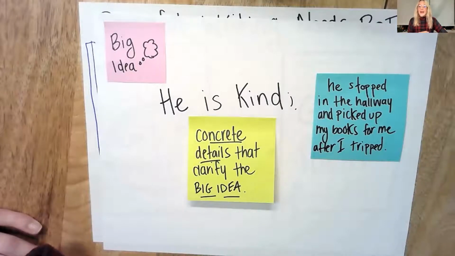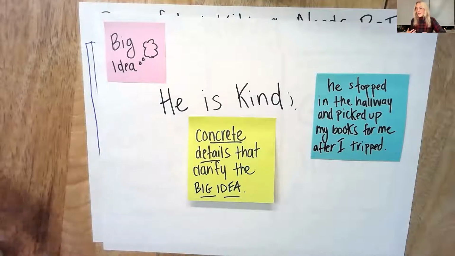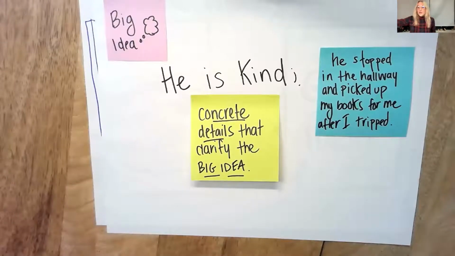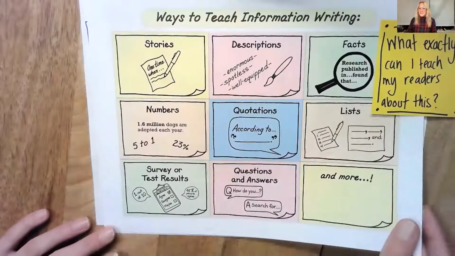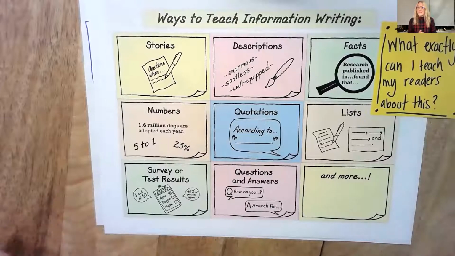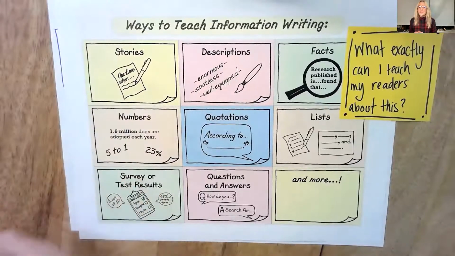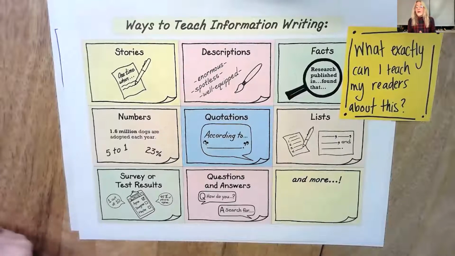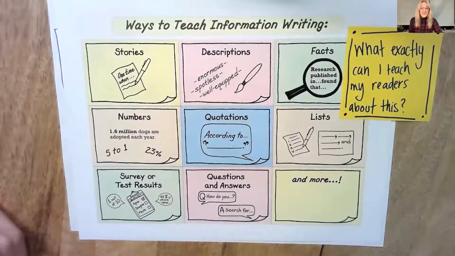So today, I want to remind you that information writers don't settle for vague, unclear writing. They use concrete information, details, facts, definitions, quotation marks, stories, numbers, examples, and they ask, what exactly do I know about this that will be useful and interesting for my readers? And then they add it.